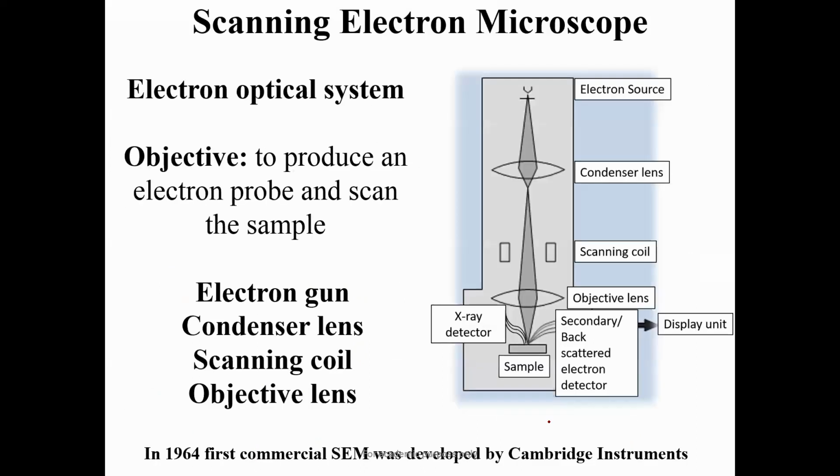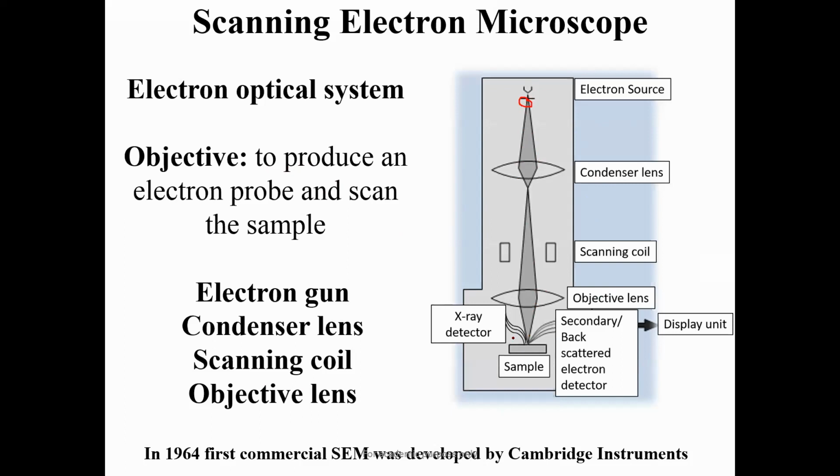Now let's again come to the SEM machine. It has an electron source, as you can see here, then the optical system and the objective lens. Suppose electrons are being ejected from here, then they come to the objective and produce an electron probe, which scans the sample. So the important components of the SEM machine are the electron source, then the condenser lens, then the scanning coil, and the objective lens.